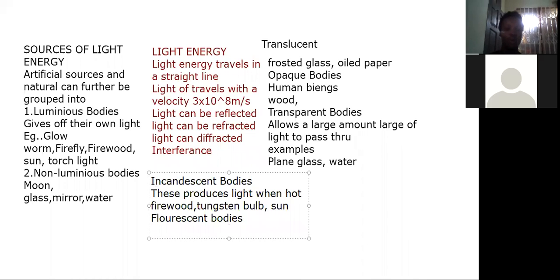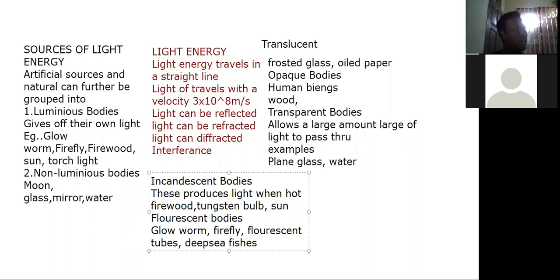An example is a glowworm. They produce light without necessarily being hot. Glowworm, firefly, and so on and so forth. Fluorescent tubes, deep sea fish, and the rest. We have about 10 minutes to end the class. So we can talk about fluorescent tubes, and we have deep sea fishes. So that is it.